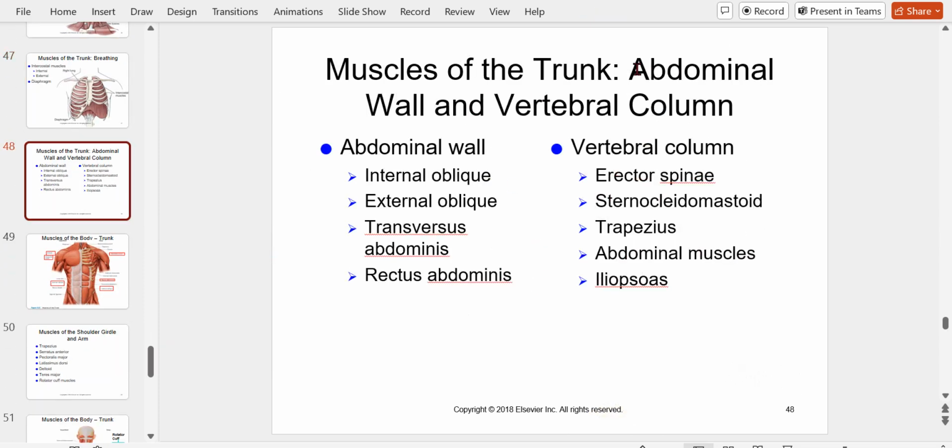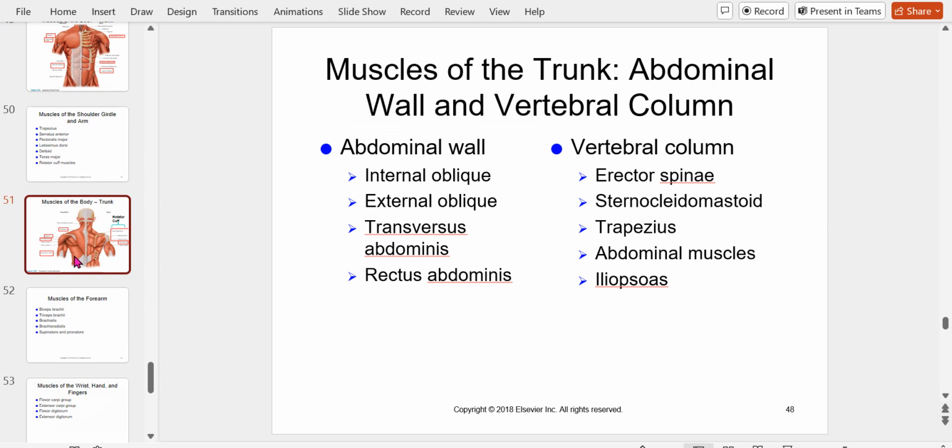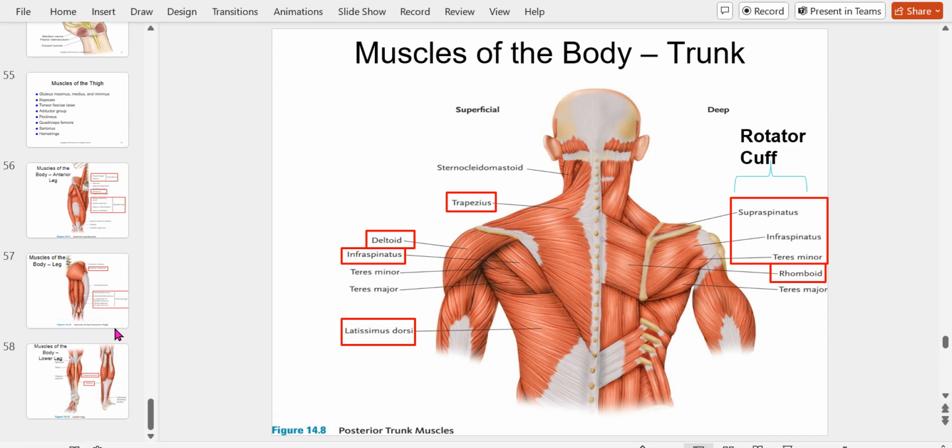Muscles of the trunk, abdominal wall, and vertebral column. Okay, you can have a look here. Internal obliques, external obliques, transversus abdominis, rectus abdominis, vertebral column, erector spinae. Okay, trapezius, abdominal muscles. And you'll see here that when we get into the back, I'm just going to jump to the back here.